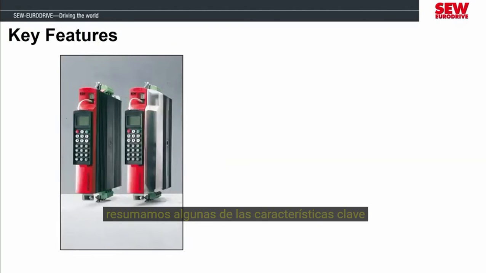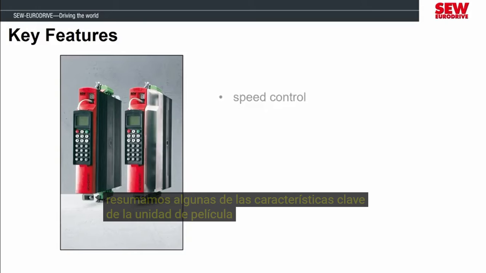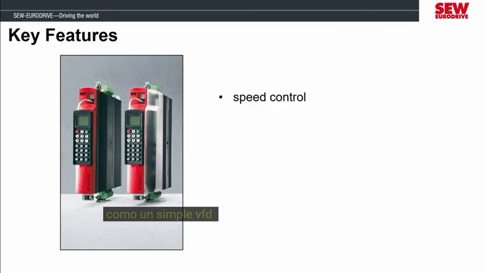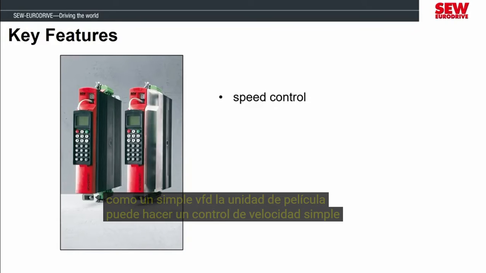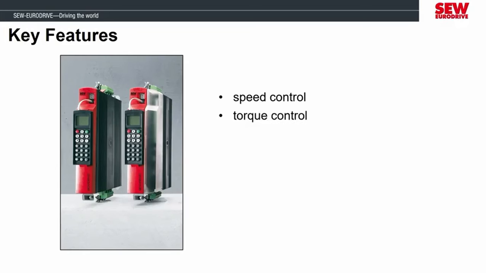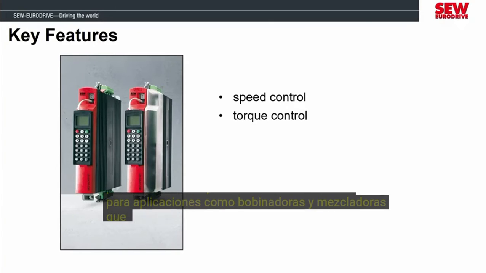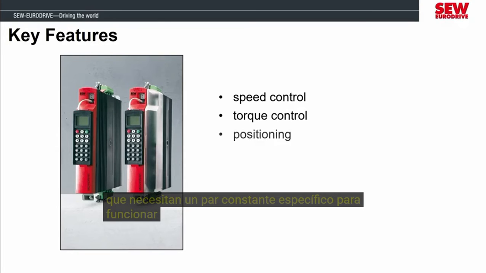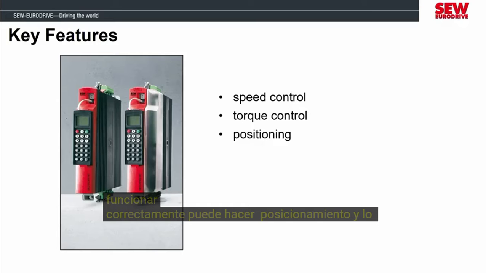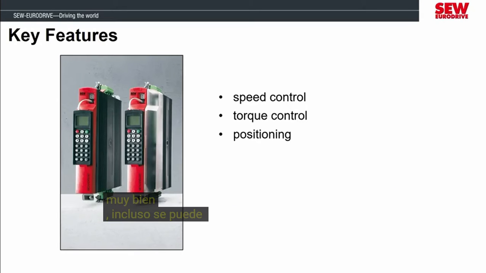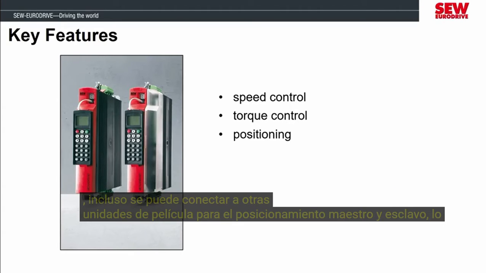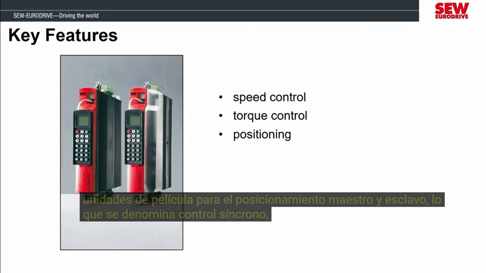Let's summarize some of the key features of the MOVIDRIVE. Just like a simple VFD, the MOVIDRIVE can do simple speed control. It can control the motor torque directly for applications like winders and mixers that need a specific constant torque to operate properly. It can do positioning, and it does it very well. It can even be connected to other MOVIDRIVEs for master and slave positioning, which is called synchronous control.